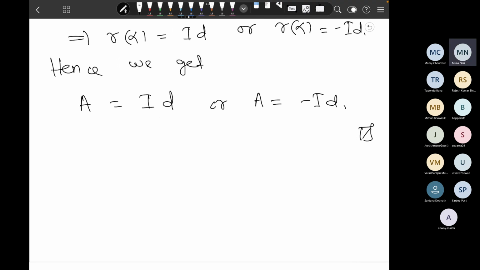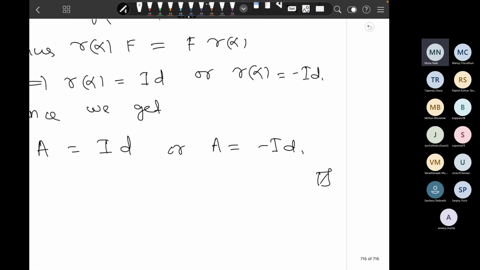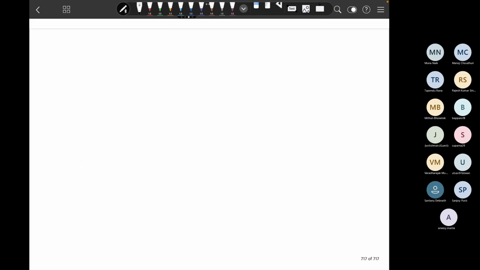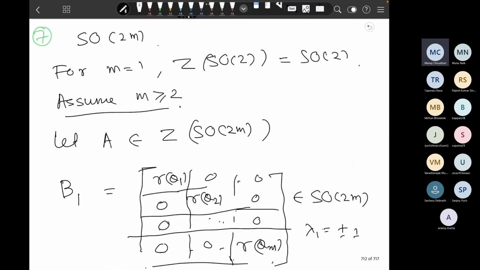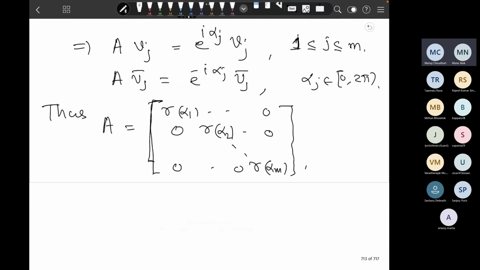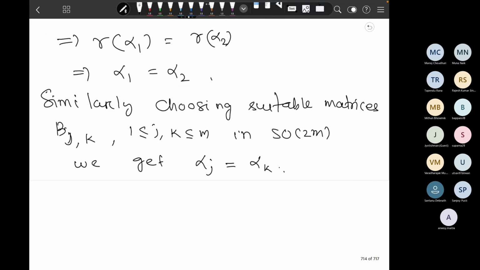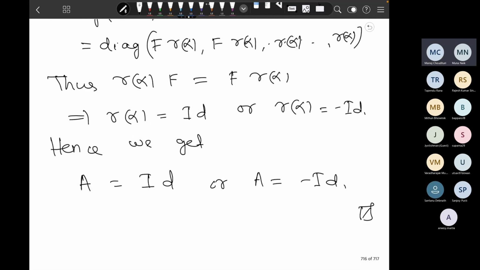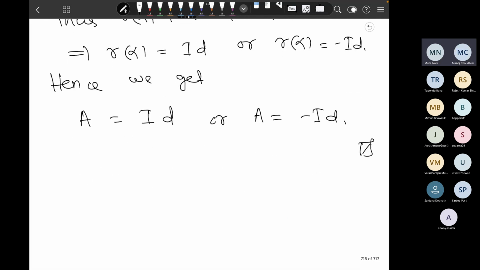Okay. So now let us do the second case, SO2m plus 1. So the center is basically the n-fold product of SO2, right? No, sorry. Plus minus identity.